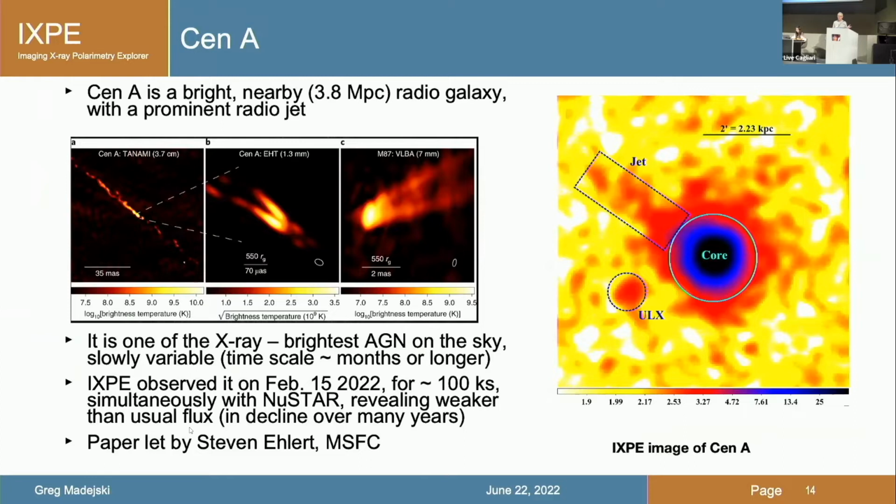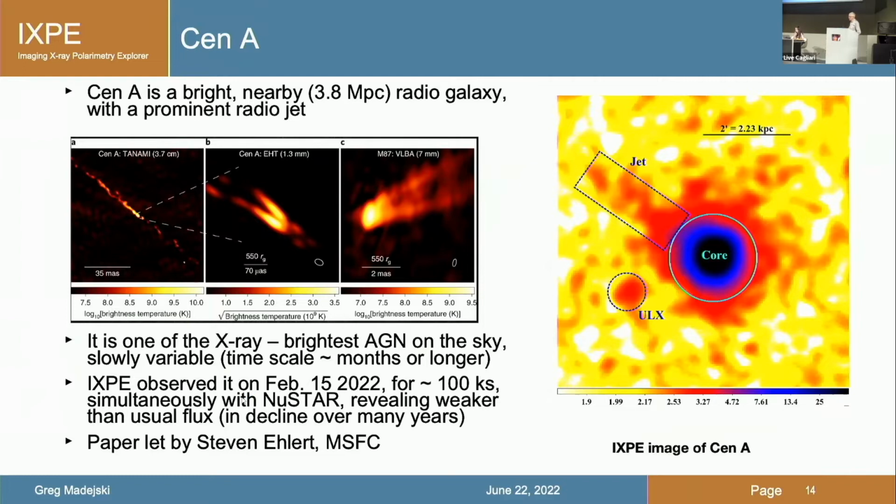All right, and not all of our observations resulted in detection of polarization, even though we tried to select sources that were very likely to be polarized. A good example here is this very bright radio galaxy Centaurus A, which for many years was the brightest extragalactic AGN on the sky. It was actually already detected for many, many years by a variety of missions. It is unfortunately in these days going into slight decline.